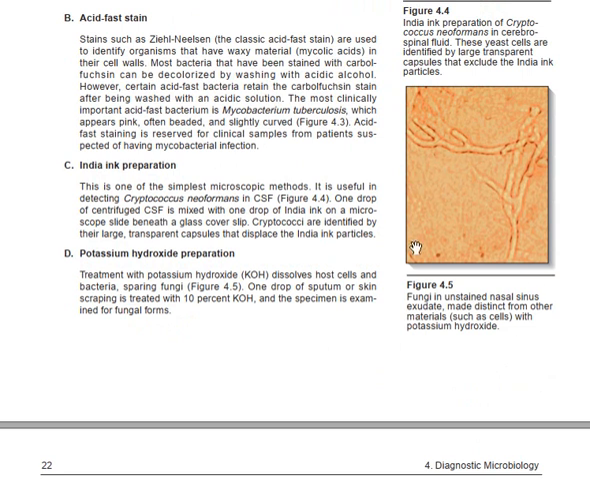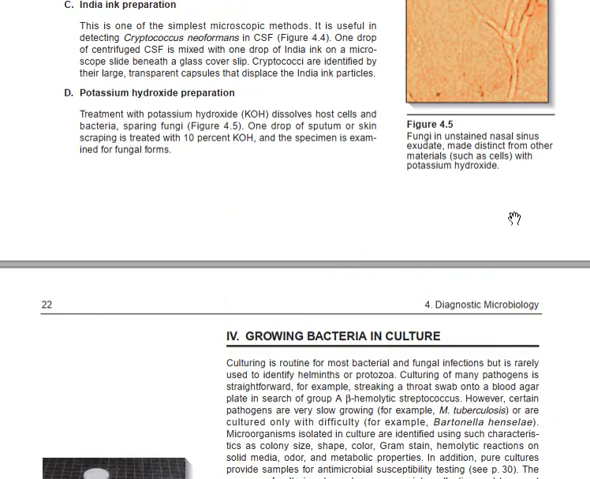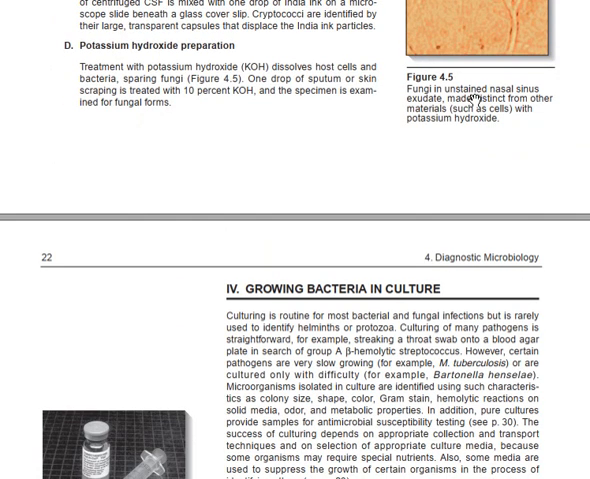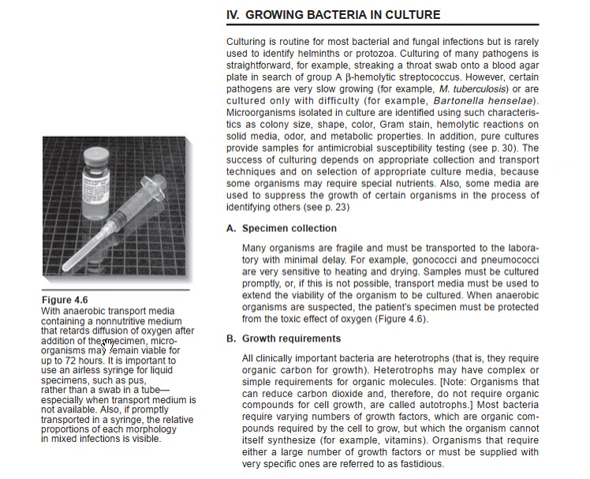Now these are the fungi in unstained nasal sinus exudate made distinct from other materials such as cells with potassium hydroxide. So when you use potassium hydroxide stain, you can visualize the fungal hyphae. Is it clear? Now again, this is an anaerobic transport media containing a non-nutritive medium that retards the diffusion of oxygen after addition of the specimen. Microorganisms may remain viable for up to 72 hours. It is important to use an airless syringe for liquid specimens such as pus rather than a swab and tube or transport medium.